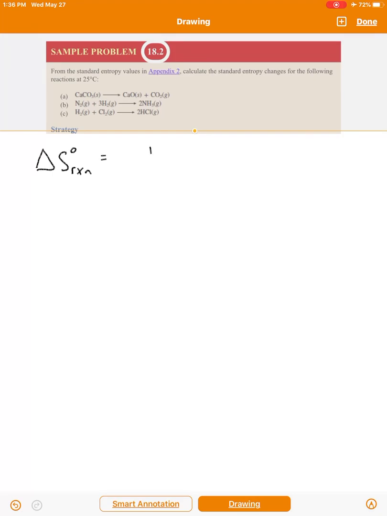is equal to the sum. So we're going to add up the number of moles of a particular product times the standard entropy value from the appendix of that product, minus the sum of the number of moles of a given reactant times the standard entropy of that reactant. Okay, so we look those values up. The number of moles of the product or the reactant are the coefficients in the balanced equation.